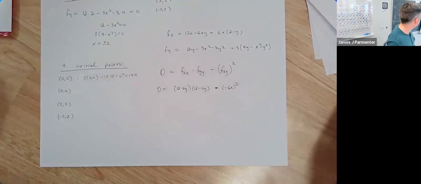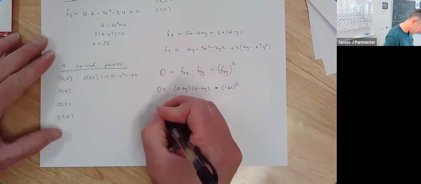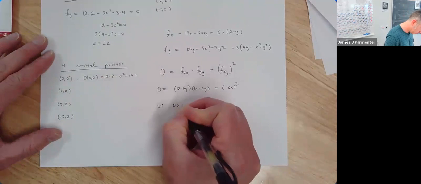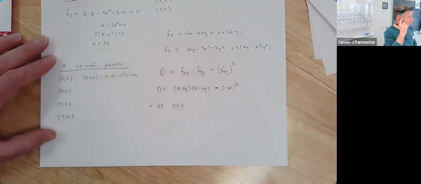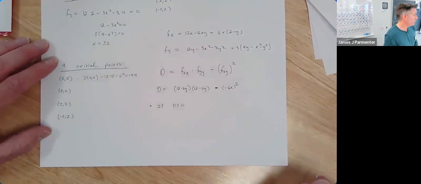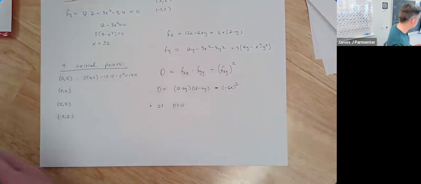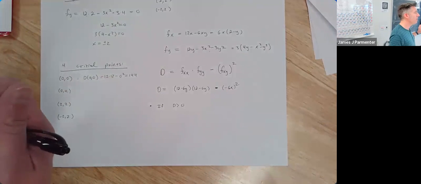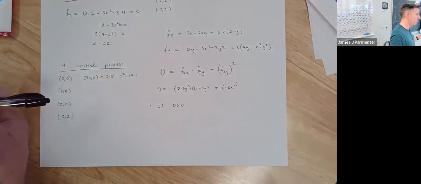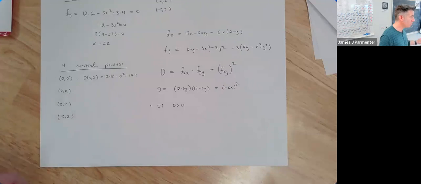So if your D is positive, then you have to check one more thing. You have to check either of the second derivatives, meaning either fxx or fyy. I will point out that when D is positive, fxx and fyy had to have been the same sign. Let me show you why.